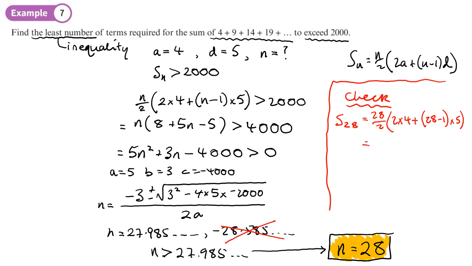So 8 and 27 times 5. So I get 2002. Now, we don't need to work out S27 because we know that this sequence goes up in 5s. So the one before that would have been 1997. So yeah, we know that's right. We know we've got the right answer by checking it, and that's useful to do when you've got the time.